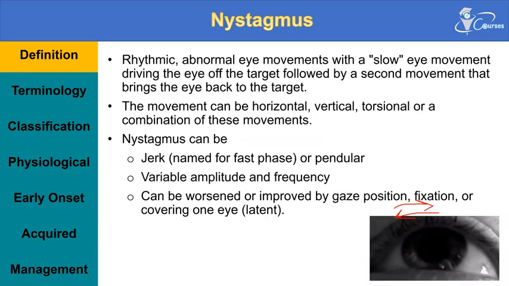A nystagmus can be horizontal, vertical, or torsional, or a combination of these movements. Okay, so in this case, this patient has horizontal nystagmus. But what are the other kinds? Vertical, torsional, or a combination of these movements. The nystagmus can be jerky, or jerk. Jerky means it has a fast phase. So jerky nystagmus means that the corrective phase is fast, like this patient. This patient goes slowly to the right, but returns rapidly to the left. So this is a jerky nystagmus.